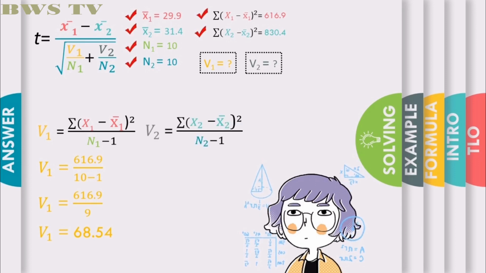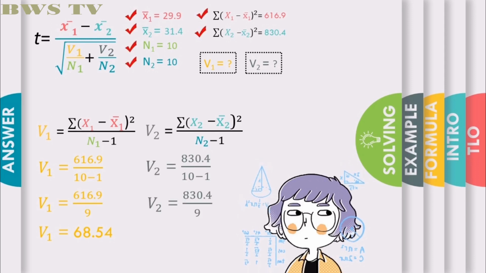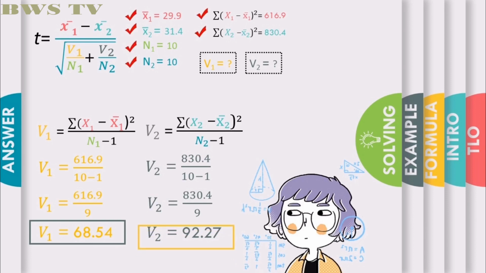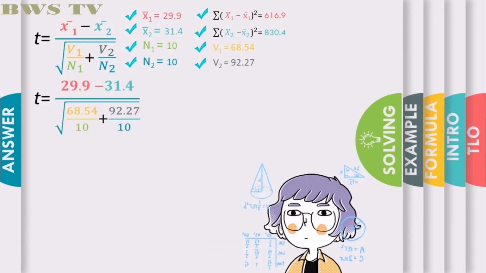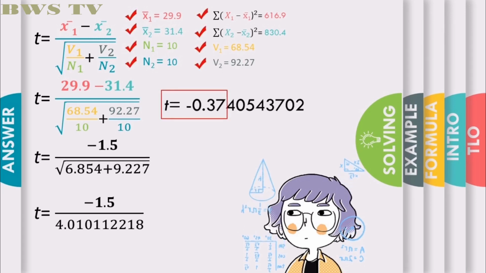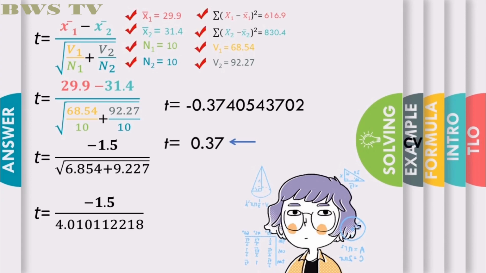Now solve for variance 2. Using the formula, summation of the square of the difference of x sub 2 and mean of x sub 2 over n sub 2 minus 1, we get 92.7. We get negative 0.37, but we should only take the positive, so our computed value is 0.37.